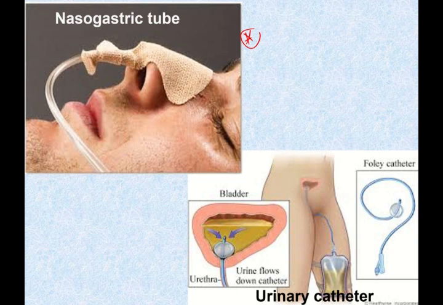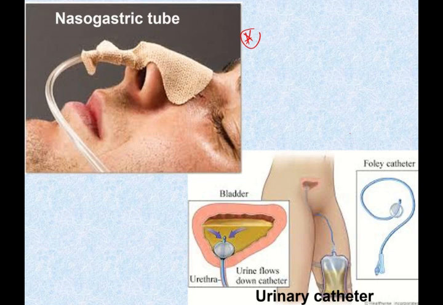You need to know the structure of that area before you insert this nasogastric tube. There's a certain way you position the person, position the neck and the jaw of the person to insert the nasogastric tube. And the length of the nasogastric tube is also calculated based on the knowledge of anatomy.